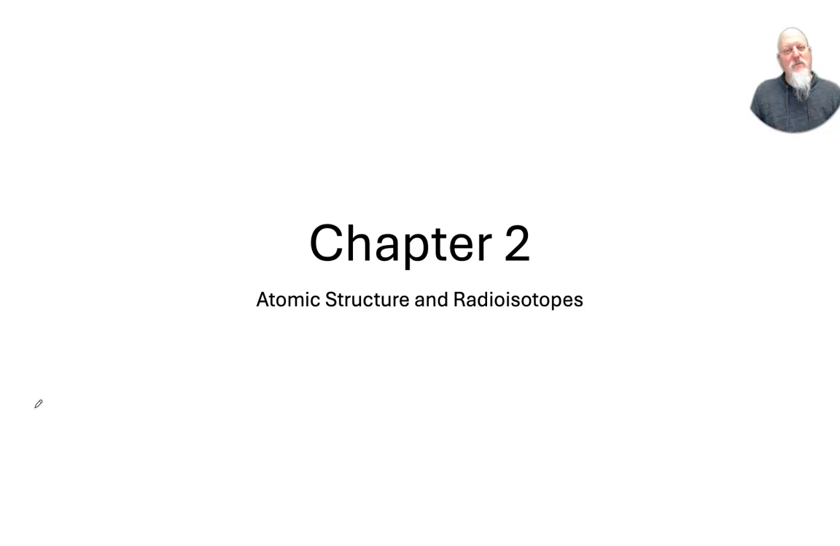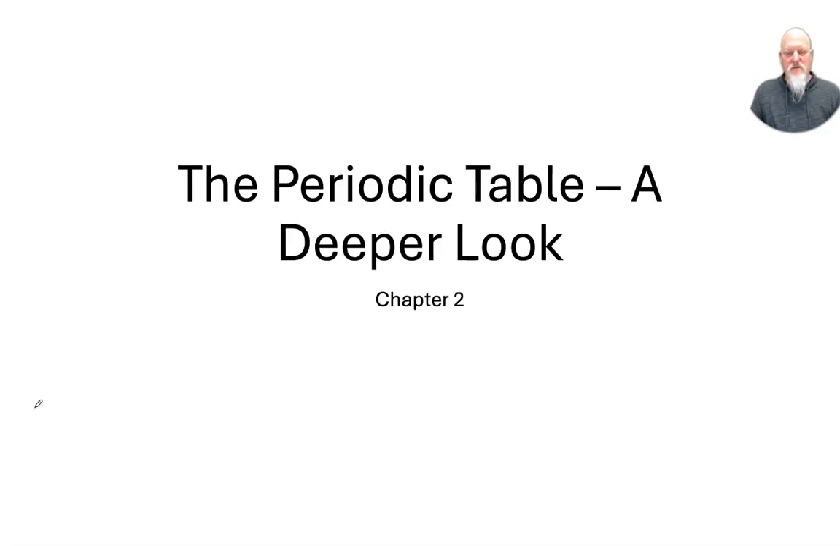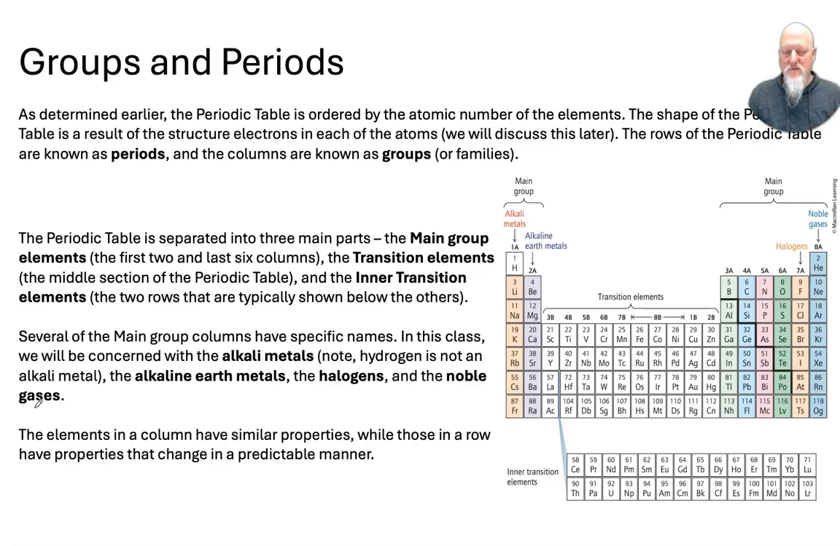All right, let's take just a bit closer look at the periodic table and look at a few things. Okay, first, there's going to be columns and rows in the periodic table. The rows are known as periods. So the rows in a periodic table are called periods, and each of the columns is called a group or a family. So groups are the vertical columns, periods are the horizontal rows.